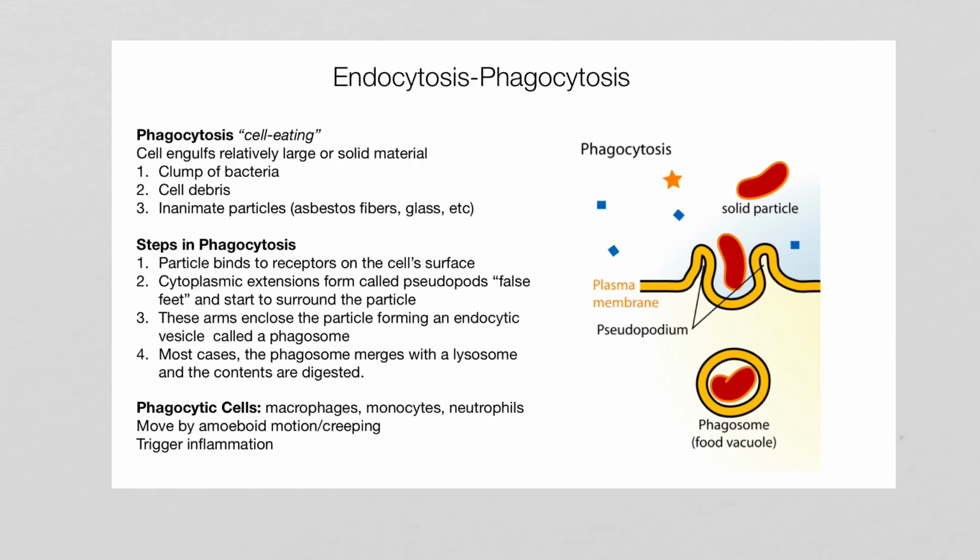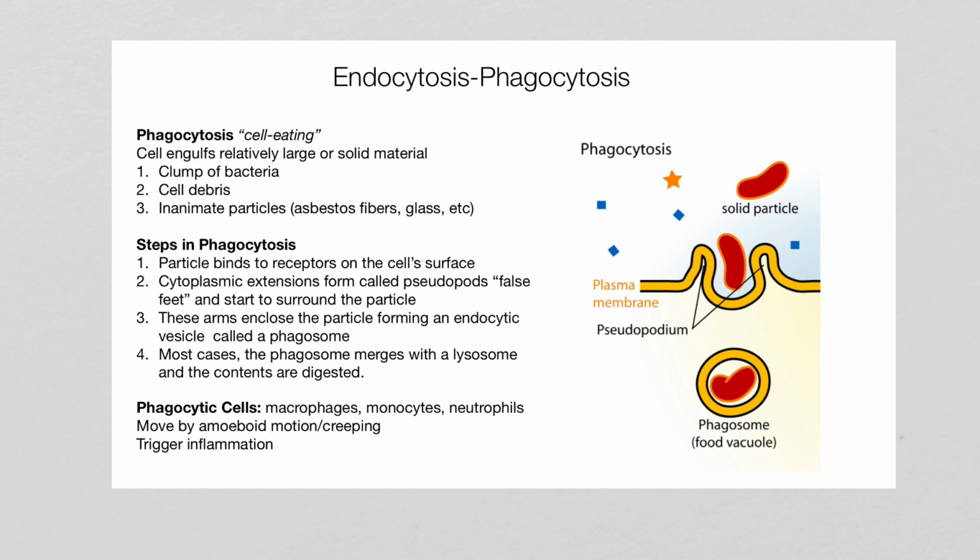Alright, so phagocytosis, again, remember this is a type of endocytosis. Phagocytosis translates into cell eating, and this is basically where the cell is going to eat substances. It'll engulf relatively large and solid material. Typically it's going to be found as a clump of bacteria, as well as cellular debris, just basically the breakdown of cells, so when the cells are damaged or they die, as well as inanimate particles. So think of asbestos fibers, glass.